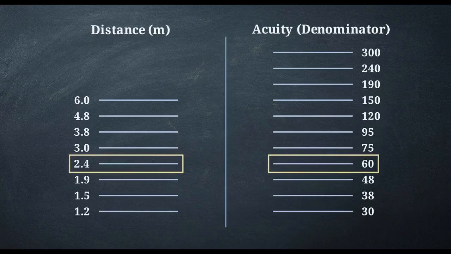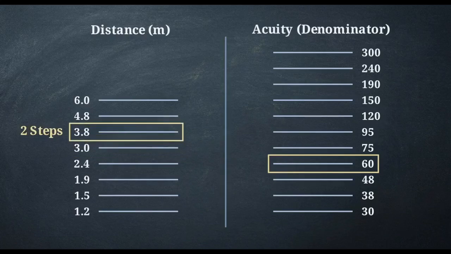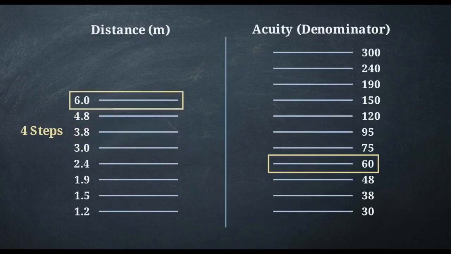Suppose your patient can only resolve the 60 line when the chart is moved up to 2.4 meters. To find their 6-meter equivalent, we use the ladder to count the geometric steps. We start at 2.4 meters and count back to the standard 6-meter mark. That is 3, 3.8, 4.8, and 6. Exactly 4 steps further away.